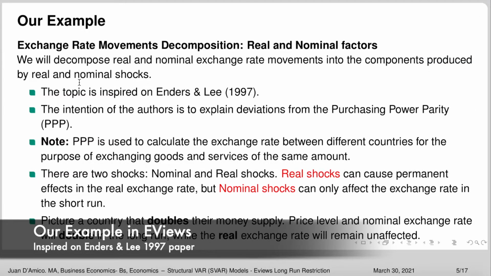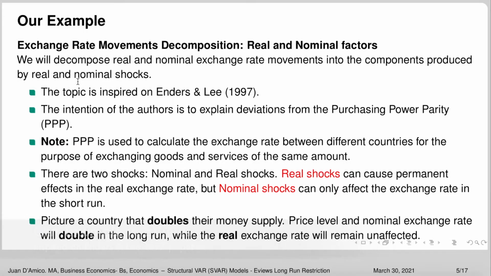Okay, so now let's go to our example. We have exchange rate movements decomposition, and we're going to be seeing how real and nominal factors affect exchange rate movements. As I mentioned, we will decompose real and nominal exchange rate movements into the components produced by real and nominal shocks. The topic is inspired by the paper written by Anderson Lee in 1997, and the intention of the authors is to explain deviations from the purchasing power parity.